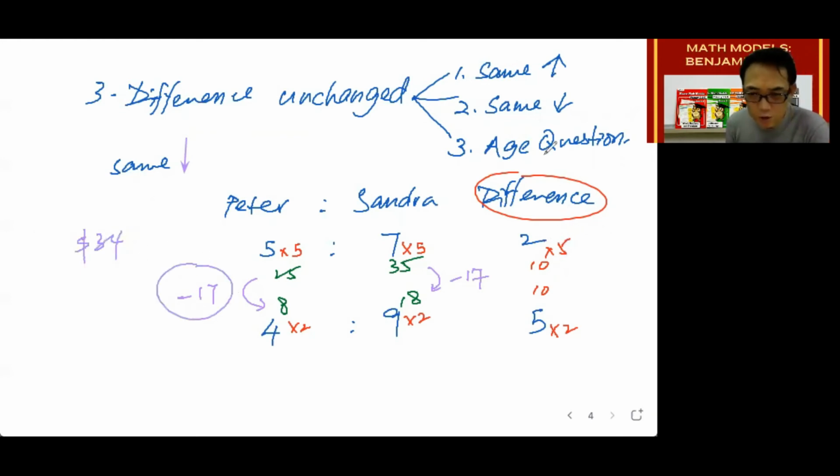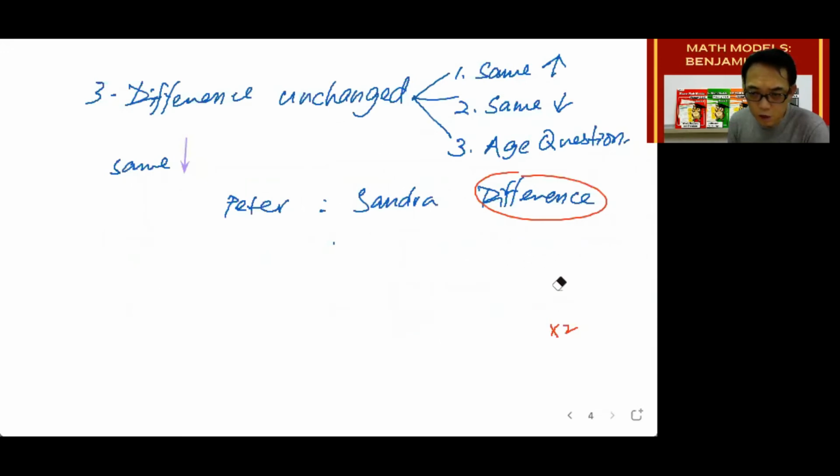The third type of question is the age question. And in an age question, they would normally give you the ratio of their ages in the present and the future, or in the past and the present. Let's just take one of the examples. Let's say we talk about present and future. And let's say now Peter and Sandra, the ratio of their ages, let's say is 3:5.